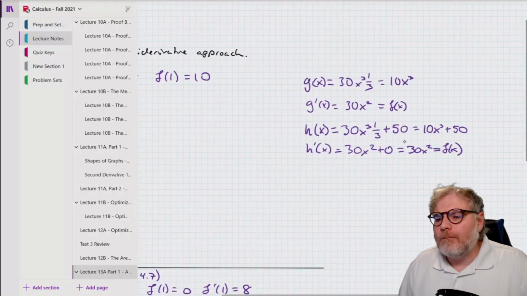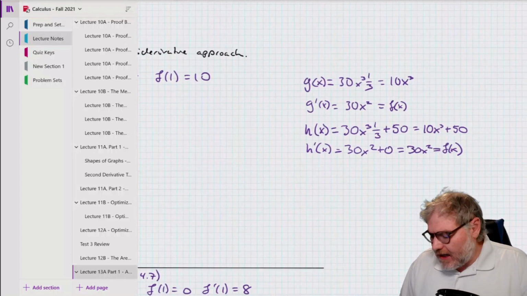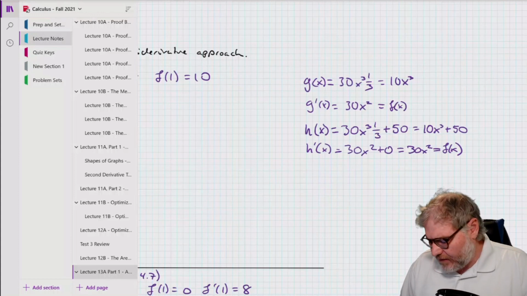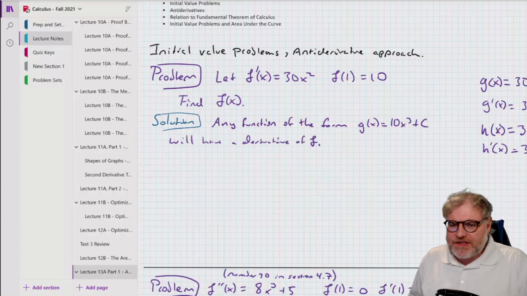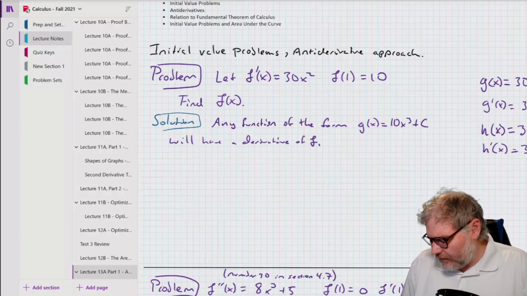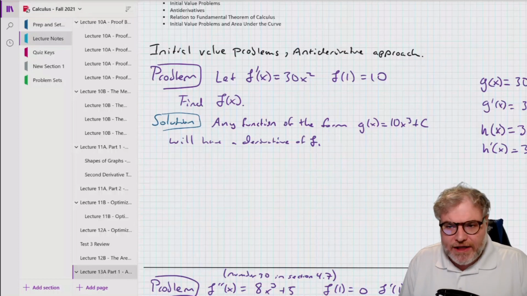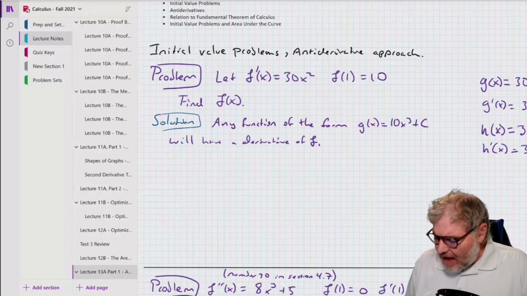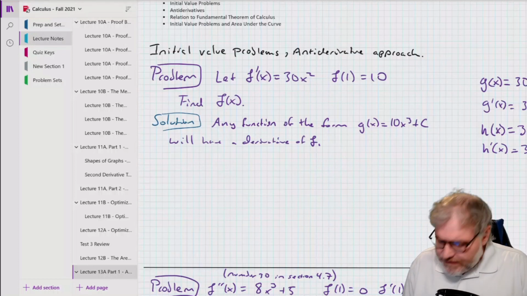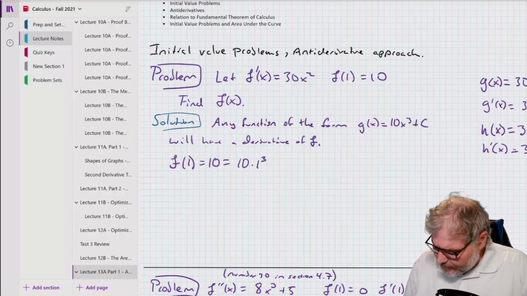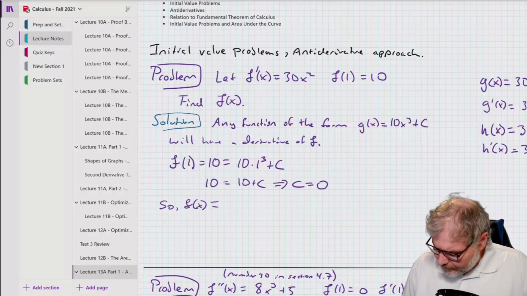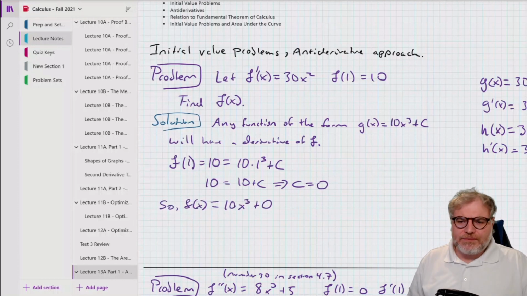Well, if you recall, these functions almost differ by a constant. That's one of the things we proved using the mean value theorem. Right? Any function of that form where c is some constant will have the derivative of f. And what I need is the specific one, right? And I know this because I know f of 1 equals 10. So what I'm going to do is plug that in as well. So the particular f that I'm looking for is going to equal 10 when x equals 1. So in this particular case, f is simply 10x cubed.